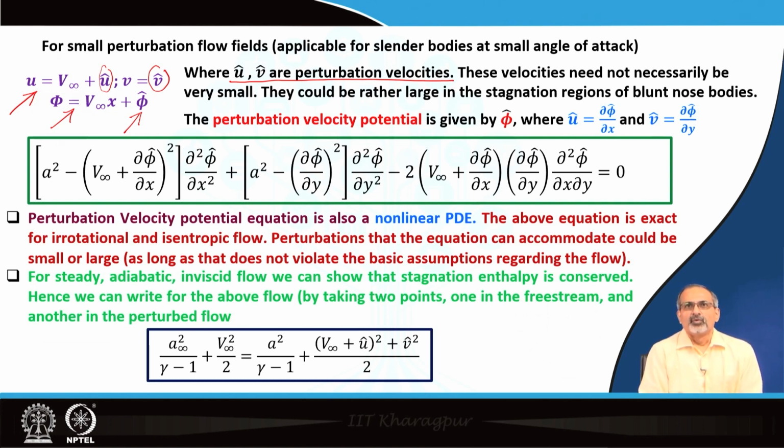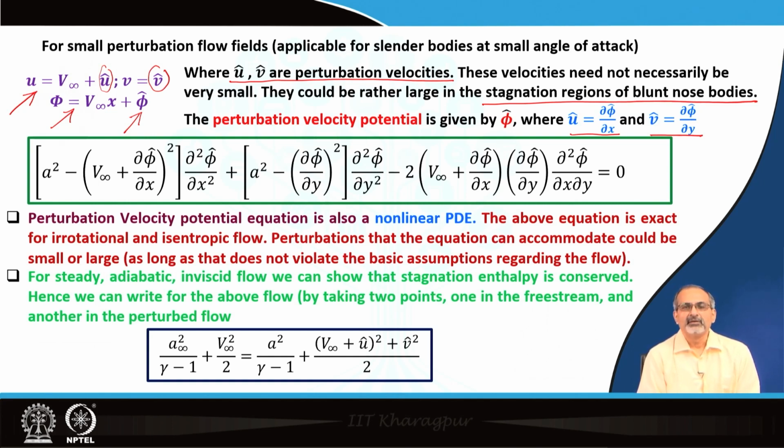Now, we said earlier that the perturbations need not necessarily be very small all the time. For example, in the stagnation regions of blunt nosed bodies, the perturbations could be fairly large. You should remember this form, the form that connects the perturbation velocity components with the corresponding derivatives of the velocity potential in the perturbation sense.